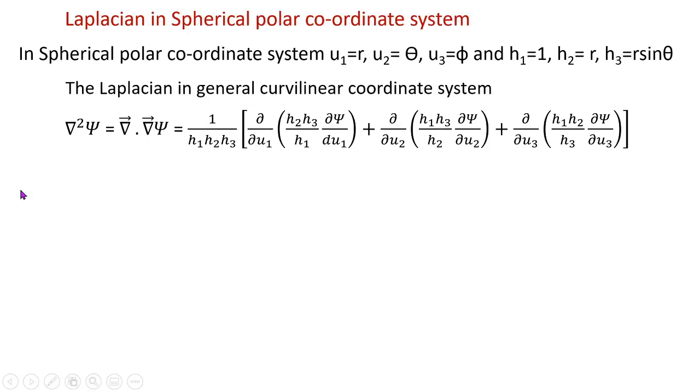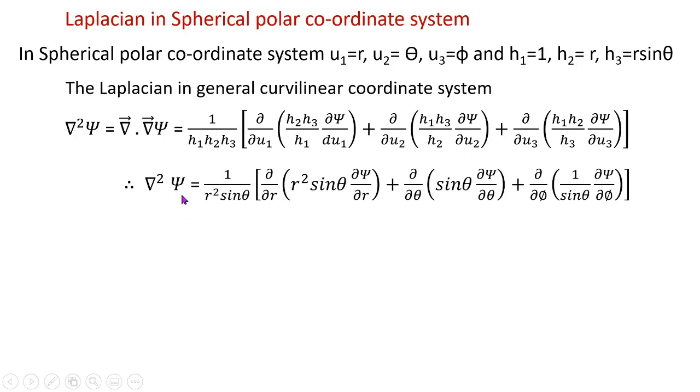Let us derive the Laplacian in the spherical polar coordinate system. The spherical polar coordinates are r, theta, phi. Therefore, u1 is equal to r, u2 is equal to theta, u3 is equal to phi. And the three scale factors are h1 is equal to 1, h2 is equal to r, and h3 is equal to r sine theta. Therefore, in this expression, wherever h1 appears substitute 1, replace h2 by r, replace h3 by r sine theta, replace u1 by r, u2 by theta, and u3 by phi.